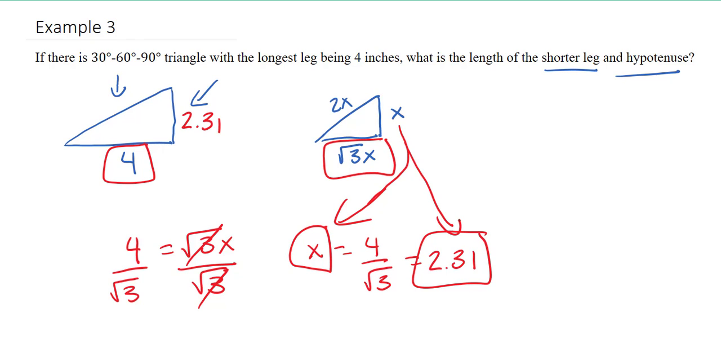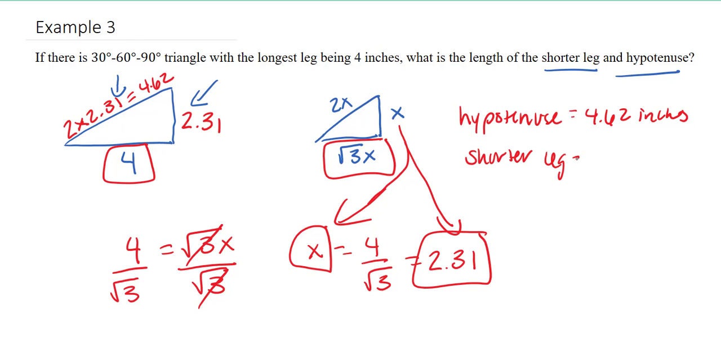This is the shorter leg. Now, what do we know about the shorter leg and the hypotenuse? Well, 2 times the shorter leg is equal to the hypotenuse. So 2 times this 2.31, which is equal to 4.62. So we get the hypotenuse is equal to 4.62 inches, and then the shorter leg is 2.31 inches.